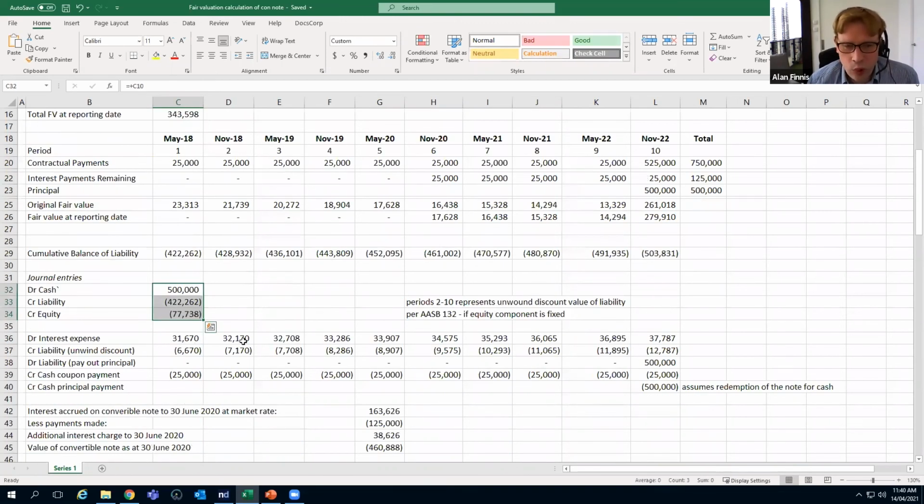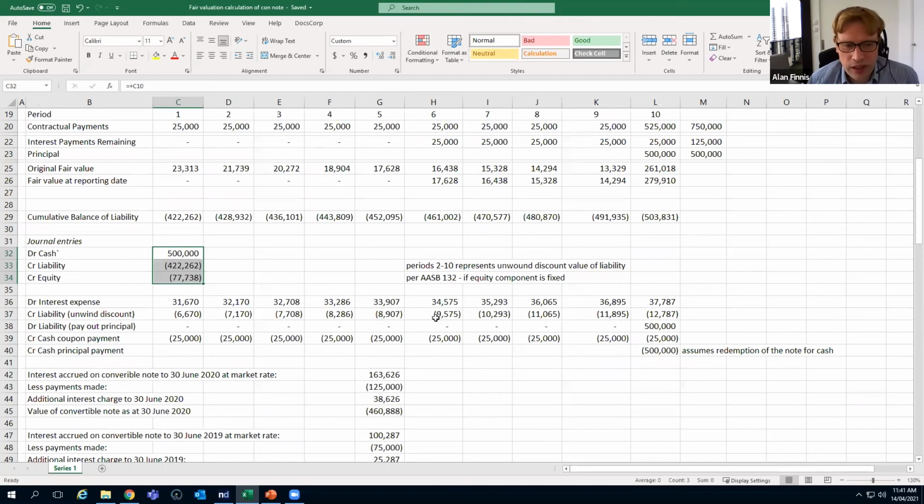We then walk through the process, and as we get to the completion date in November 2022, we've got the final interest expense, the final liability unwind, and the final coupon payment offset by the repayment of cash. So effectively what we're doing here, the liability unwind is bringing the value of the liability back to the total value of principal, so the 500k over the life of the note. That then goes through the P&L as a finance charge, and it's included within the interest expense.